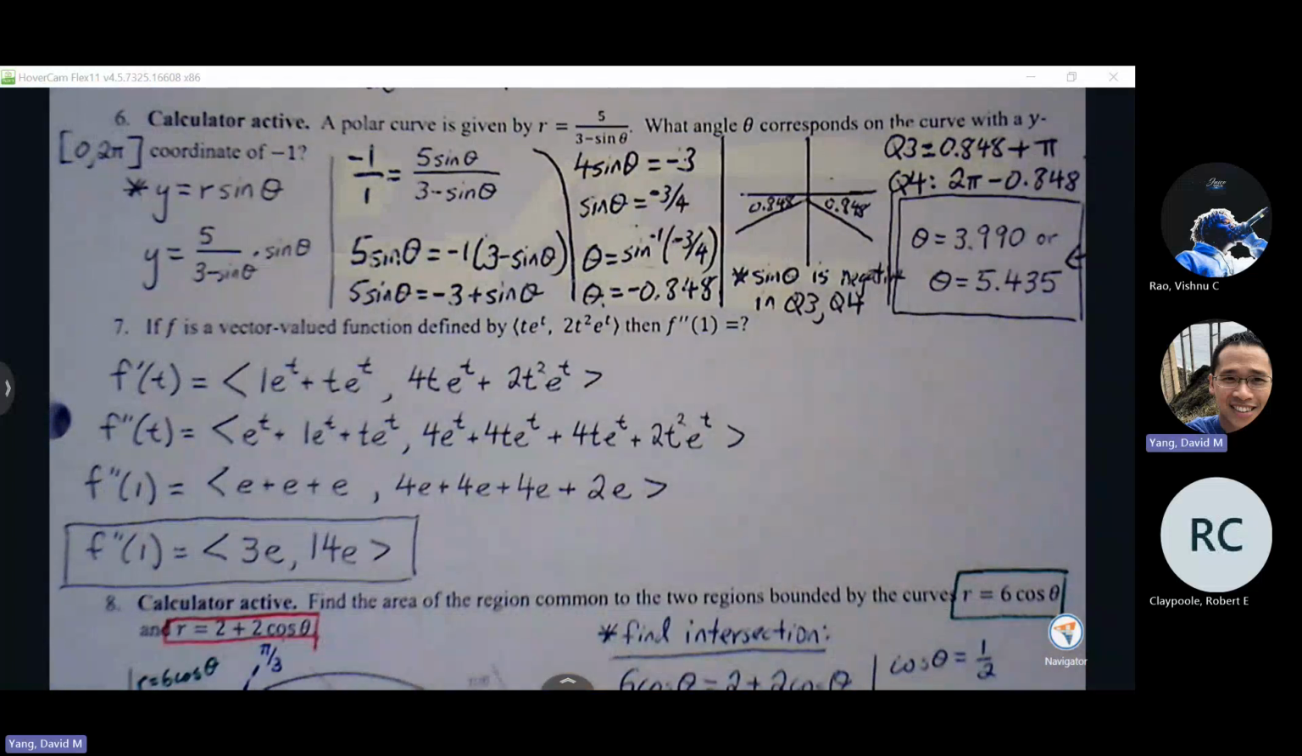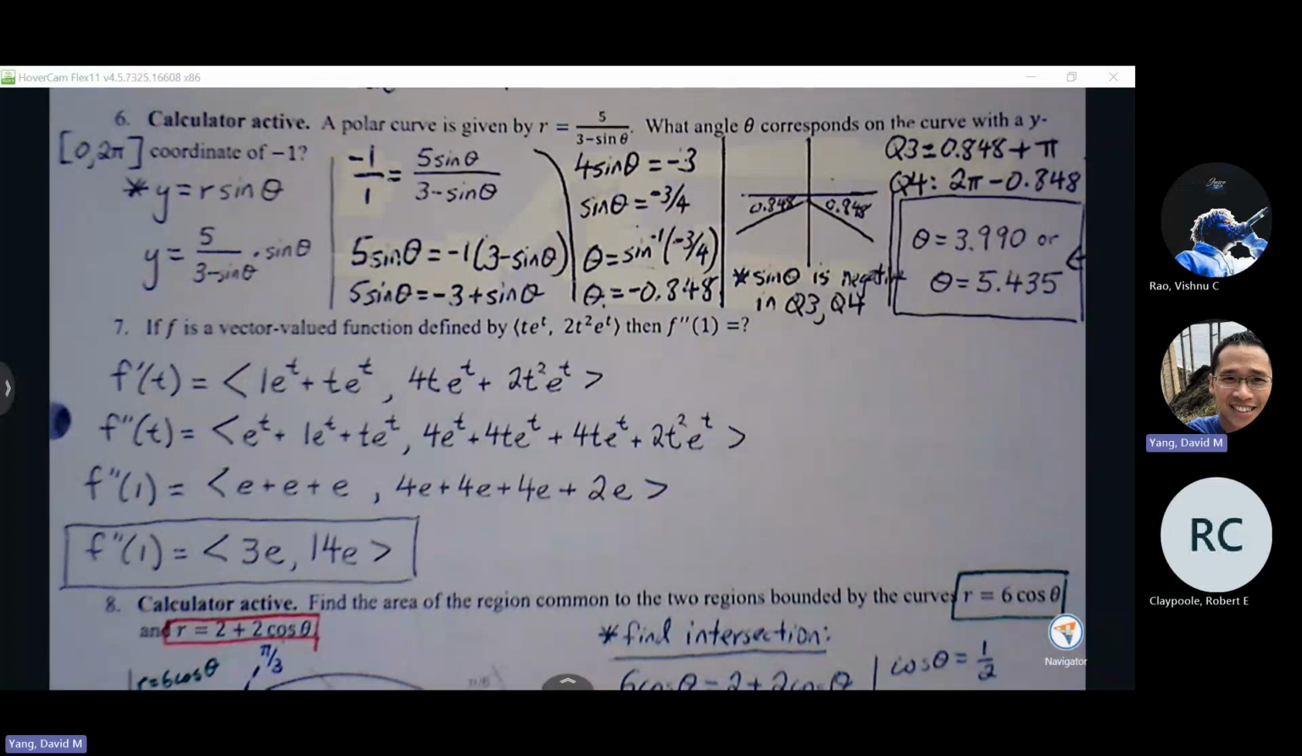I know it seems kind of abstract, but let me give you another example here.